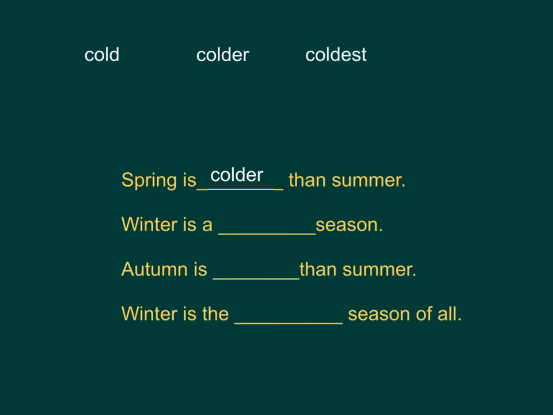Winter is a blank season. Which one would we use? Cold, colder, or coldest? We would say winter is a cold season because it's not comparing it to another season. Autumn is blank than summer. Do we say colder or coldest? Colder, because we're comparing two things. Autumn is colder than summer.